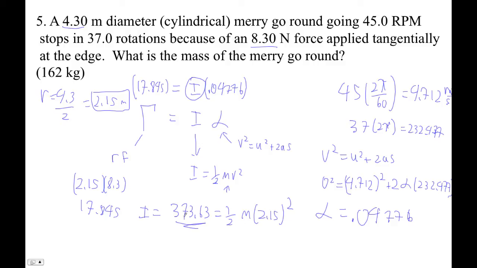So to get this, I'm going to multiply by 2, divide by 2.15 squared. I get 161.658. Cool, that's kilograms. So let's see, did I get it right? Yeah, so we would say 162 approximately, right?